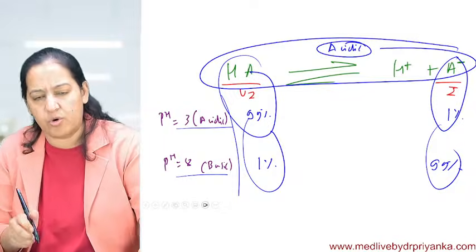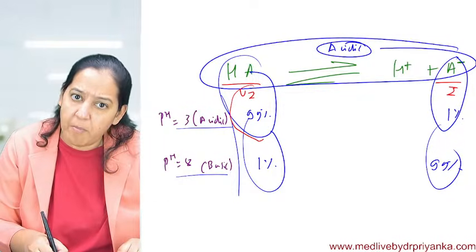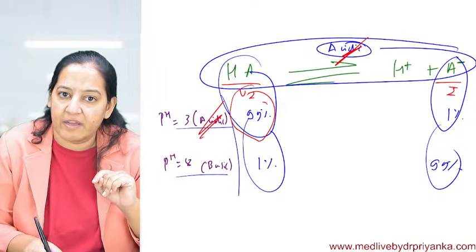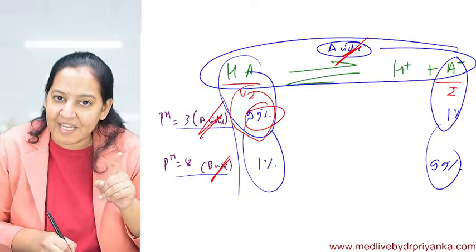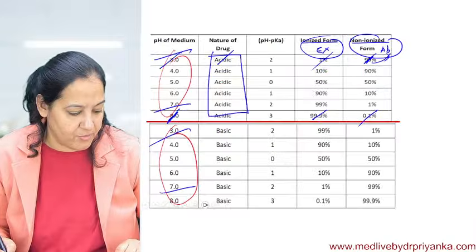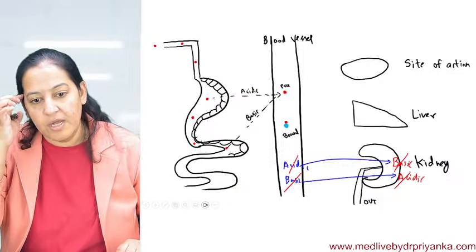And you know the golden rule. Golden rule: unionized form, the body absorbs it. And that's why in acidic medium, acidic drug gets absorbed. And in basic medium, acidic drug gets excreted. How many of you got it, people? Yes, got it. Yes or no? So this is the thing.